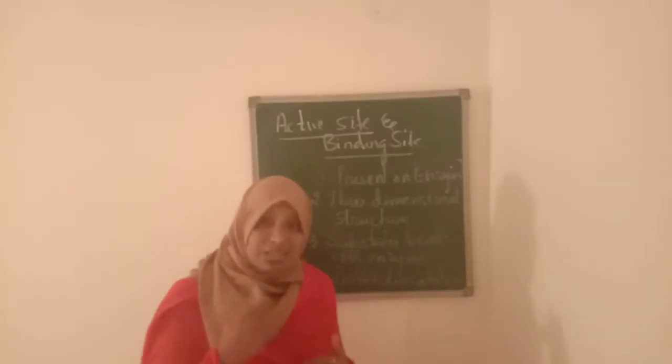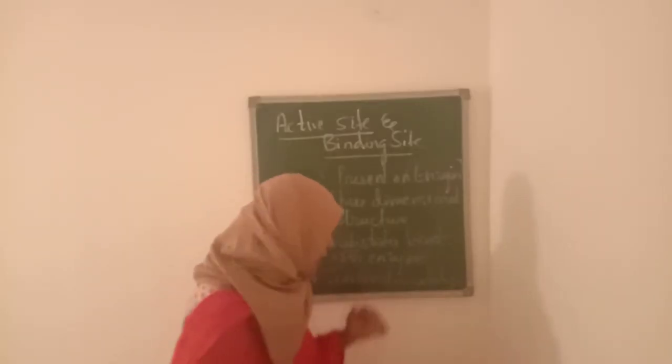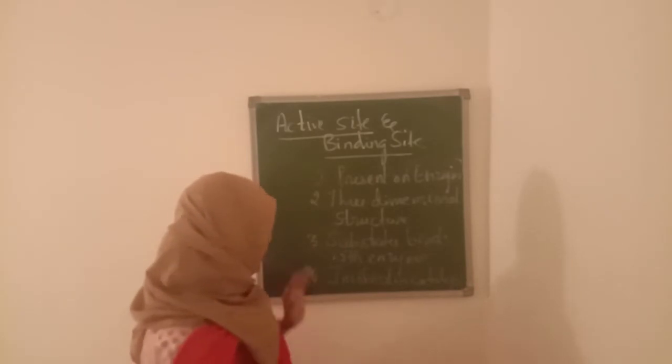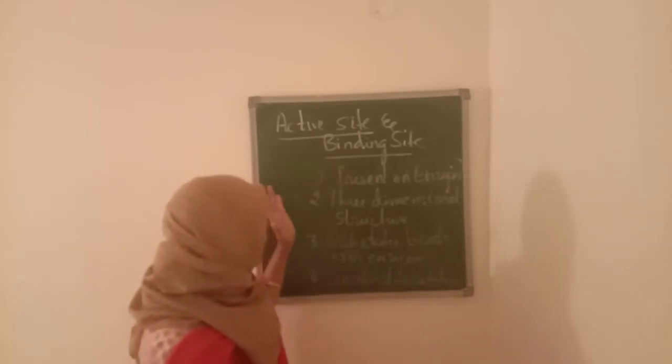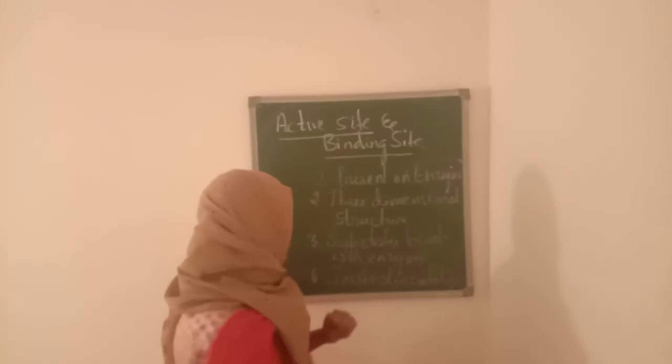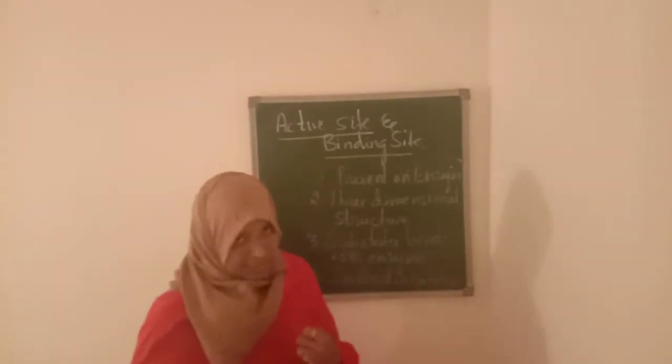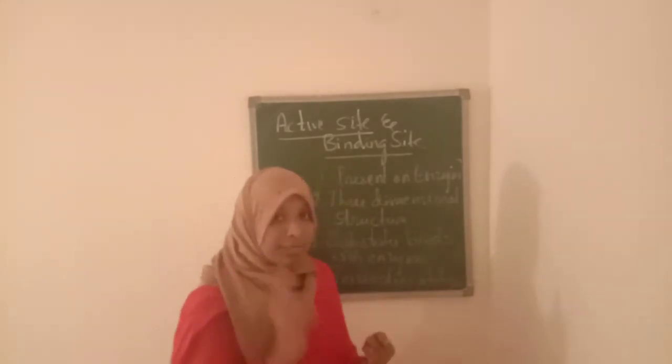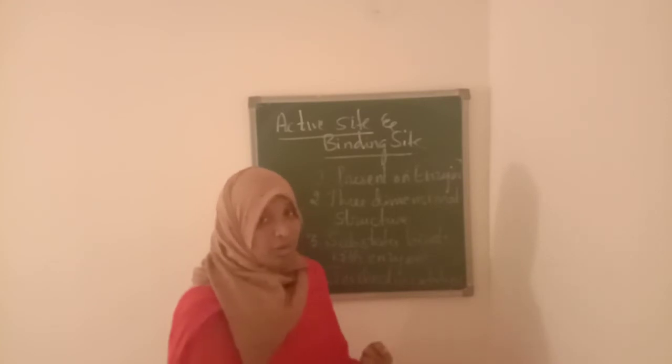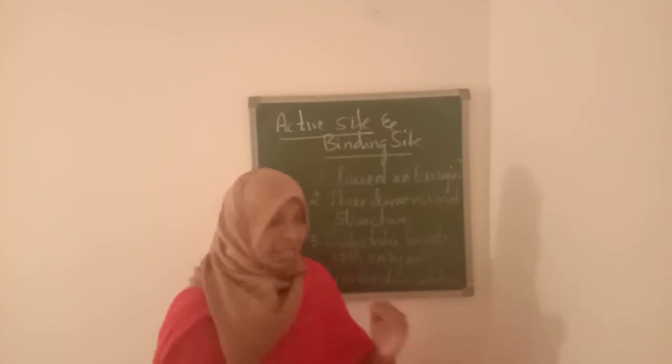So what is the function of the enzyme? That's why the active site has four important properties. First, it is present on the enzyme, and it is a part and parcel of the enzyme. You can't find an active site other than on the enzyme.